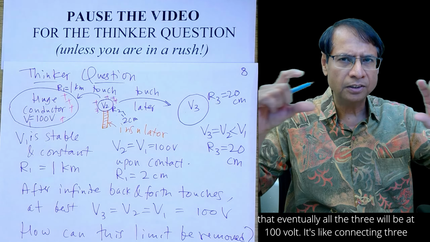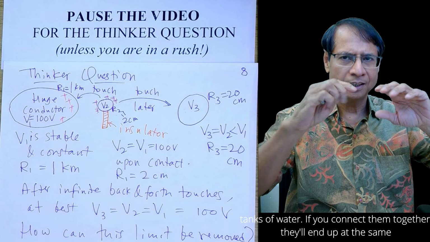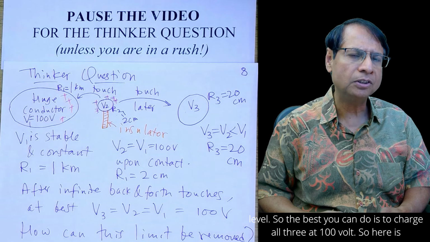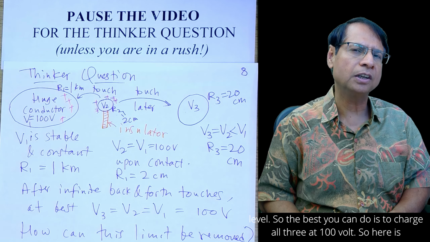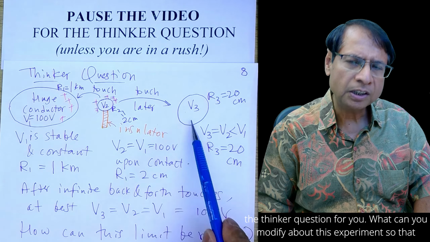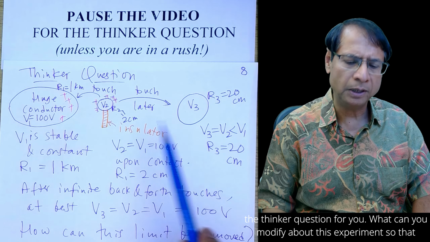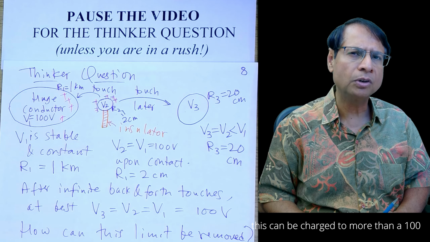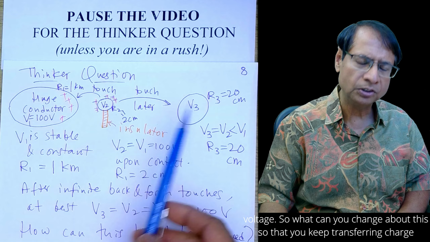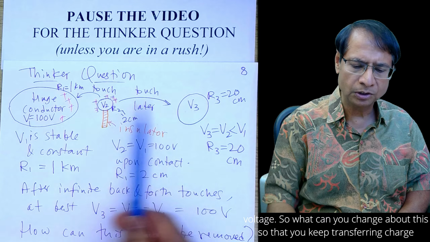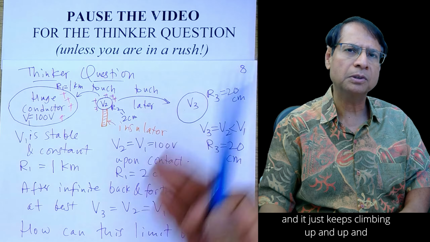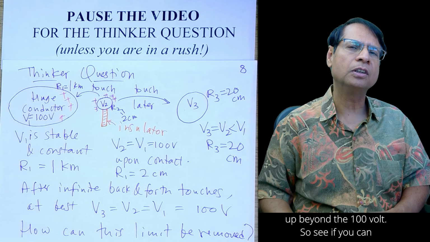It's like connecting 3 tanks of water. If you connect them together, they'll end up at the same level. So the best you can do is to charge all 3 at 100 volt. So here's the thinker question for you. What can you modify about this experiment so that this can be charged to more than 100 volts? In fact, practically to an infinite volt. So what can you change about this so that you keep transferring charge from there to there? It never backflows, and it just keeps climbing up and up and up beyond the 100 volt.